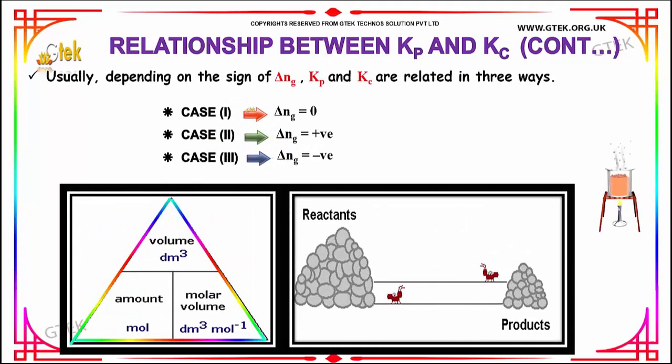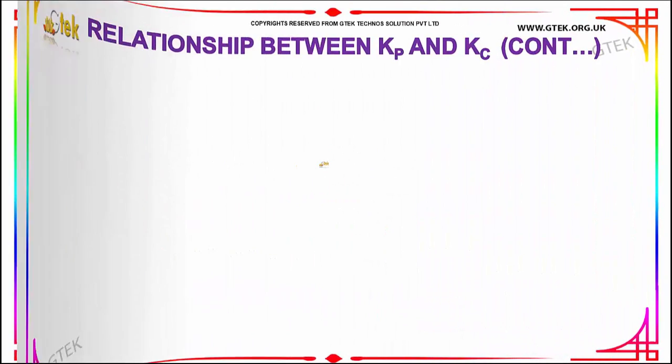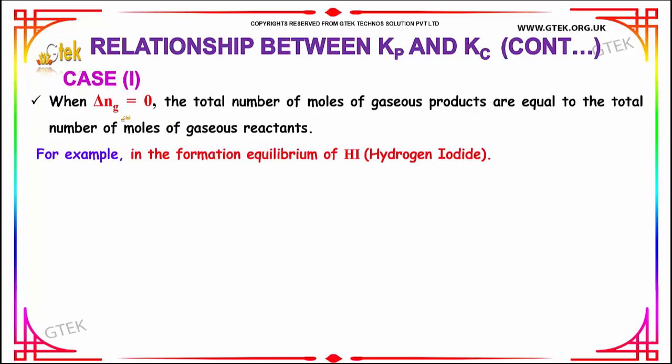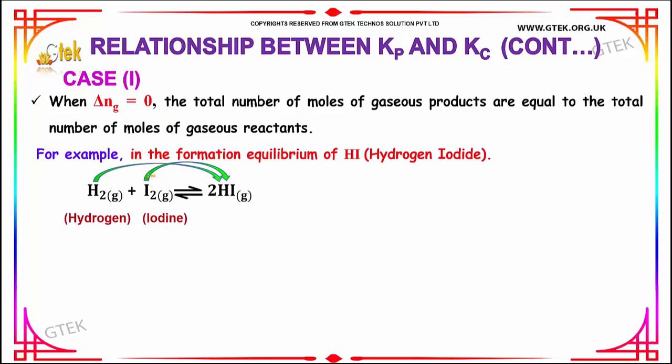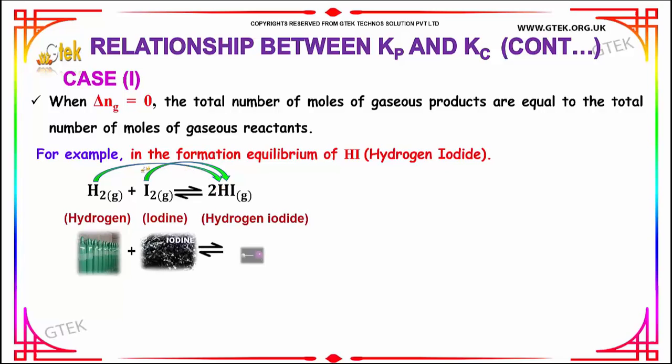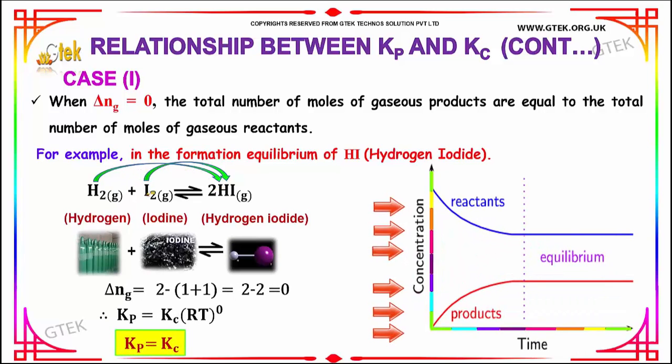Usually, depending upon the sign of delta ng, Kp and Kc will be related in three ways: delta ng as 0, positive and negative. Let's move on to the first one, equal to 0. The total number of moles of gaseous products is equal to the total number of moles of the gaseous reactants. Here is the example of the formation equilibrium of hydrogen iodide. Over here the number of moles is 2 minus 1 plus 1, which is equal to 0. That's delta ng. So Kp is equal to Kc into RT to the power 0.